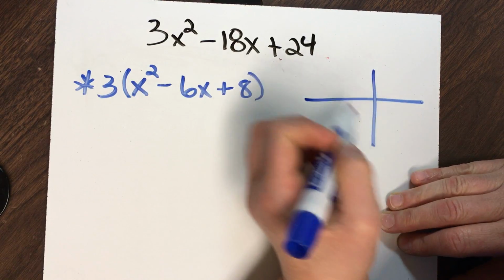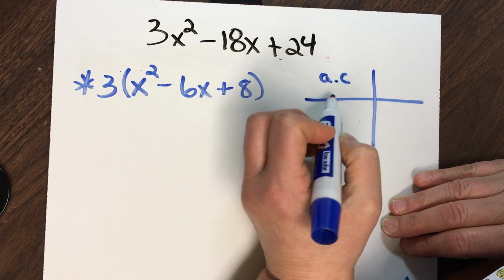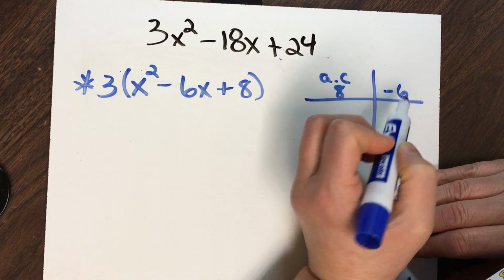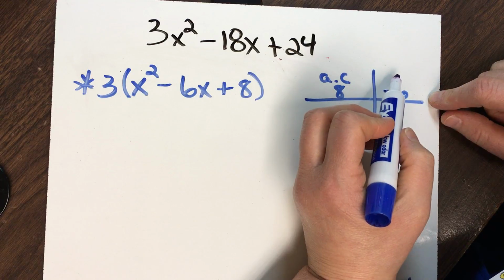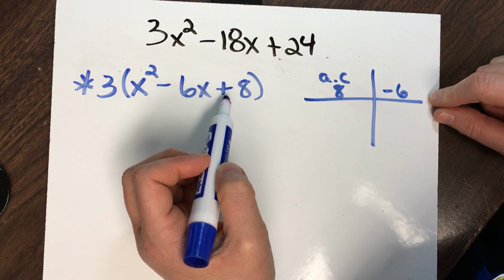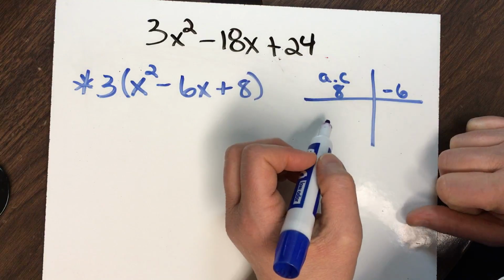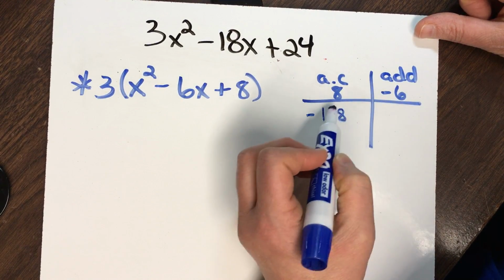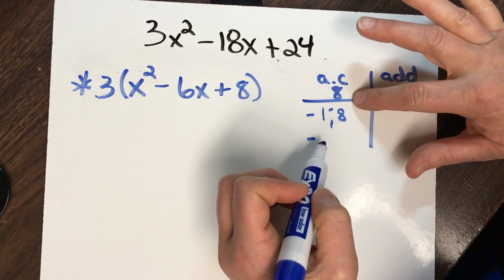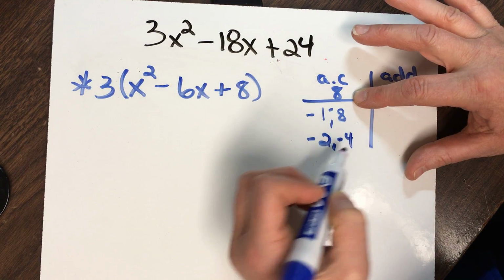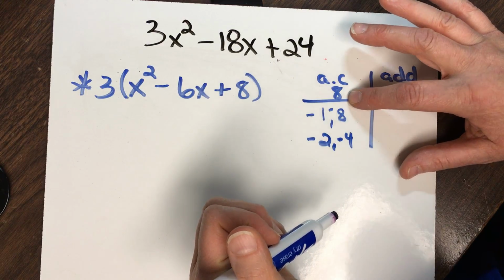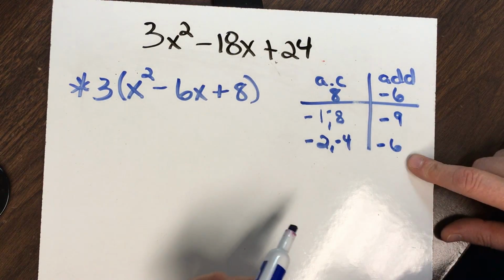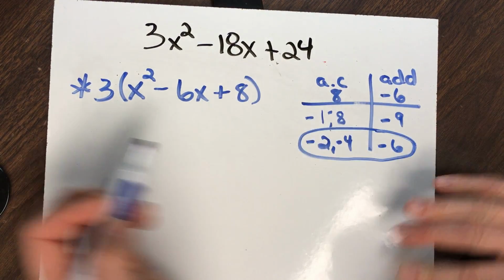So I'm going to create my t-chart. AC is 8, and I'm looking to add up to negative 6. That's a pretty large number. And because this is positive here and this is negative, both of my pieces in this case are going to be negative. So negative 1, negative 8, negative 2, negative 4, and those are my only factors of 8. So negative 2 and negative 4, this is the one we want to use. All right, let's try the M method again.